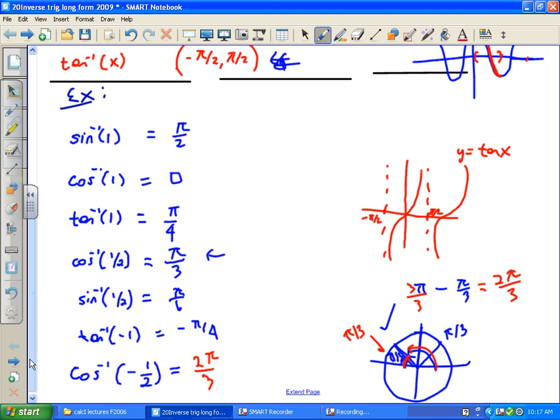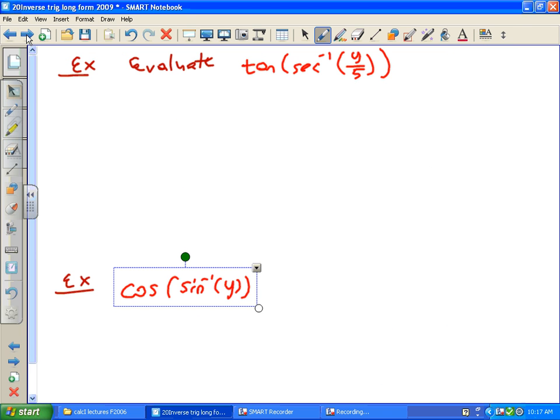Okay, so that was just some general reminders about inverse trig functions. Again, luckily the calculator works the right way, so if you ever want to check something on the calculator, it will work fine. Now let's do something a little bit more involved.